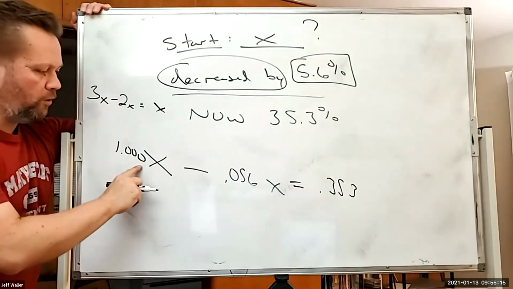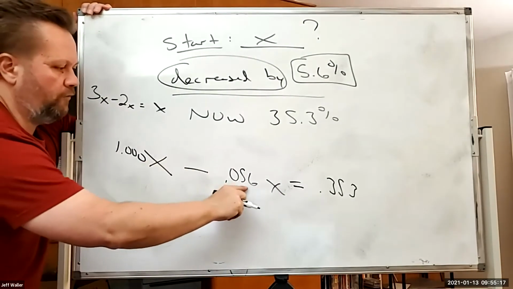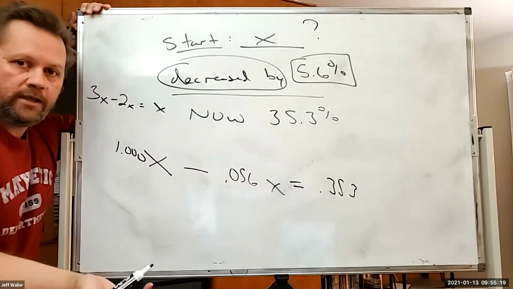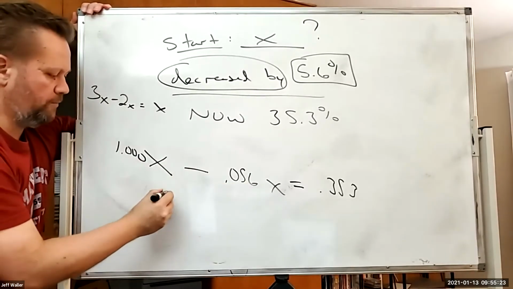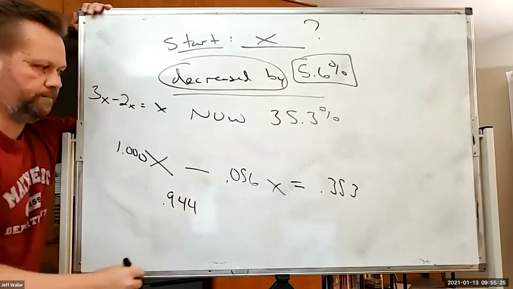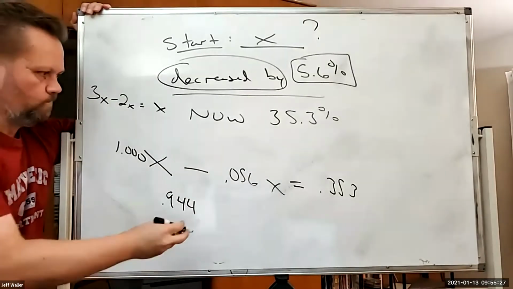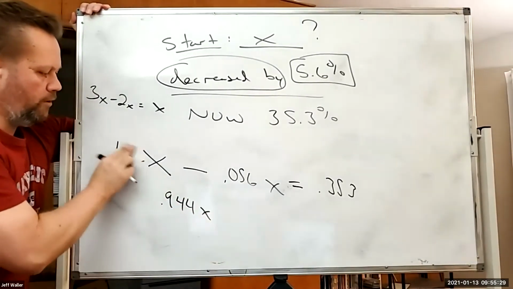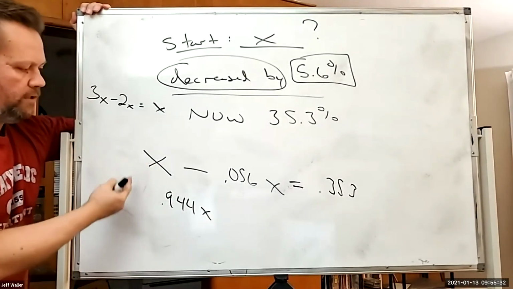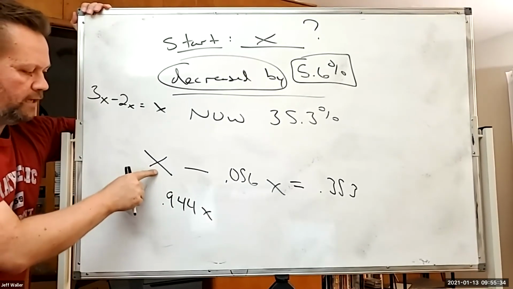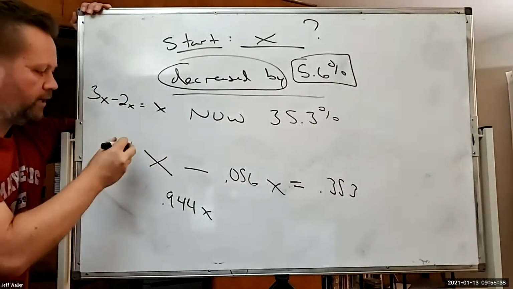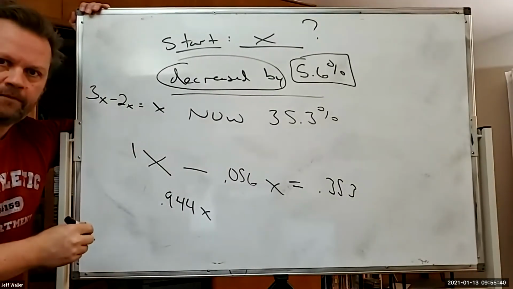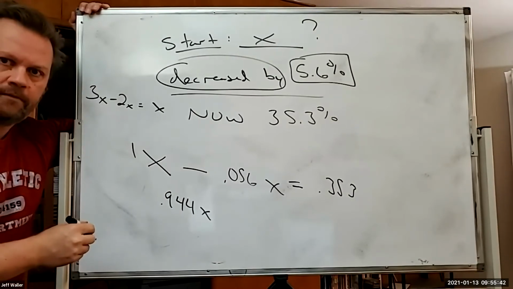So if I have one whole X minus 0.056X, you could even just put that in the calculator. 1 minus 0.056, you're going to get 0.944. And how did you get the 1 by the X? What does that X mean? How many of those X's do I have? Do I have 18 of them? No, I have one of them.